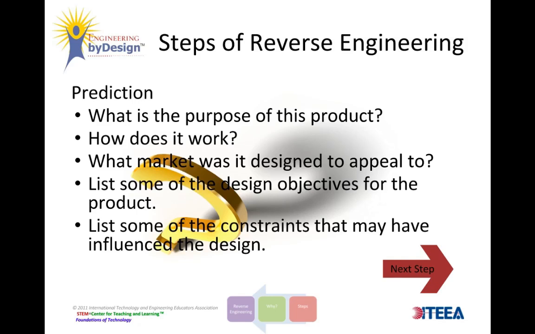Is it appealing to only those people who have automated cars, ones that don't need a driver? So there are some systems in those kinds of cars. List some of the constraints that may have influenced the design. So these are predictions that you would make. Finding out some things about it ahead of time, thinking of what it is that you might find when you take this system apart.